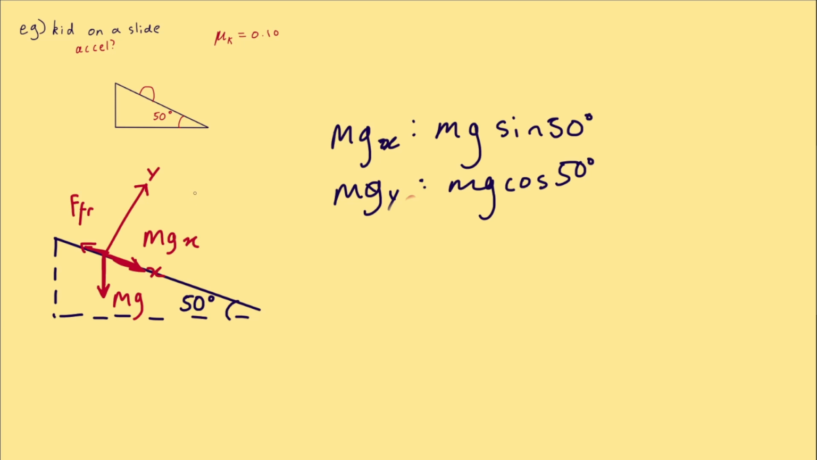Moving on from that, let's find his normal force, because we're going to need that to find the friction, right? So the normal force is acting here, perpendicular to the surface, because that's always how it is. The normal force will be counteracting the y component of gravity. This is equal to the normal force.